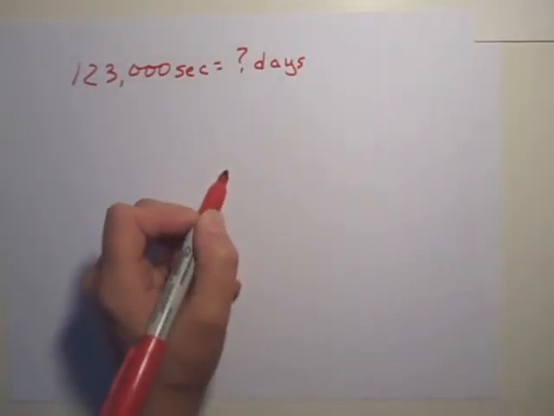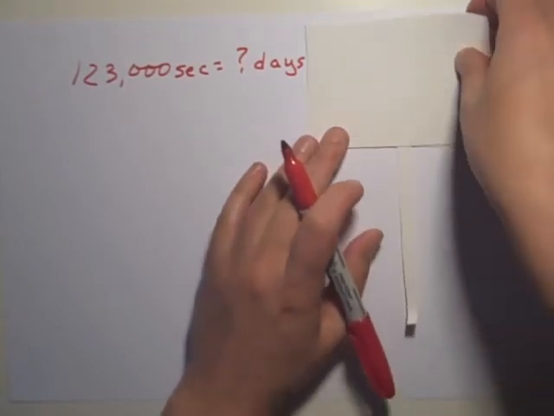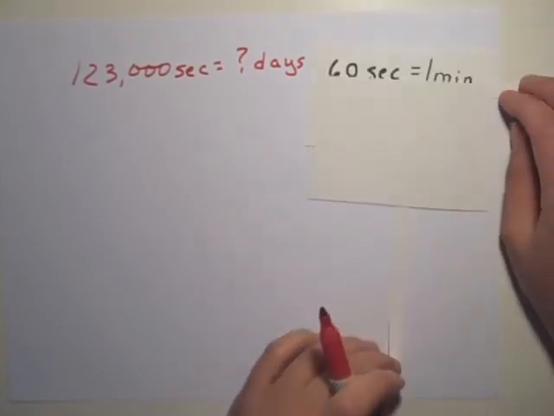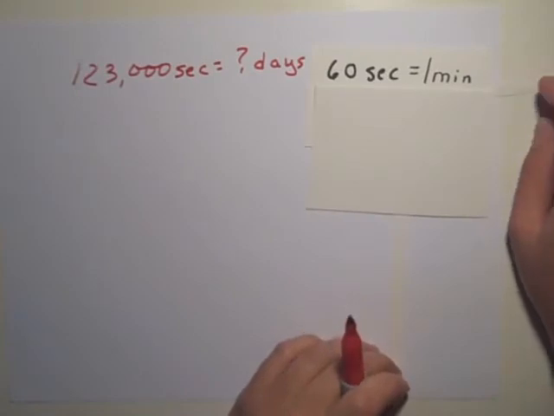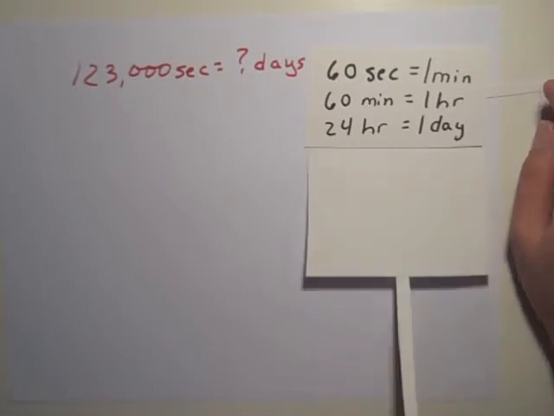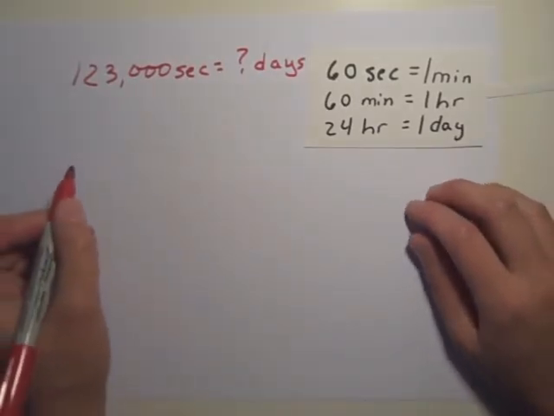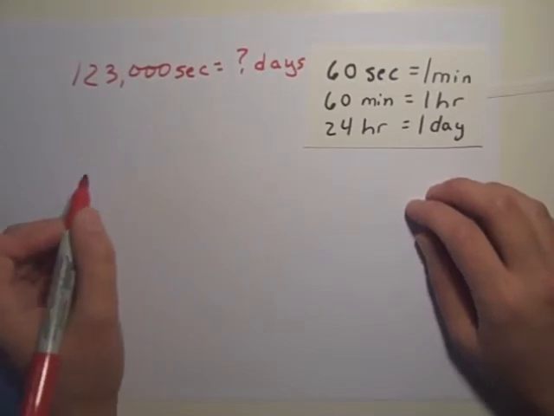Well, I don't know what the conversion factor is from seconds to days off the top of my head, but I do know this, that 60 seconds equals 1 minute, 60 minutes equals an hour, and 24 hours equals a day. Because I know this, I can use 3 conversion factors instead of just 1.